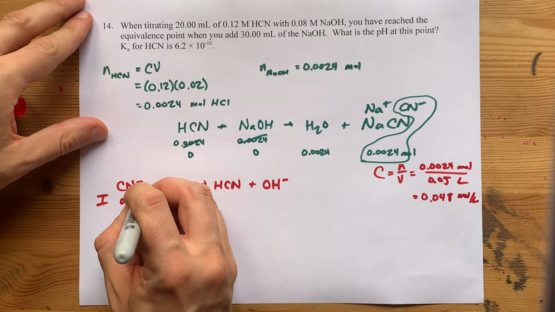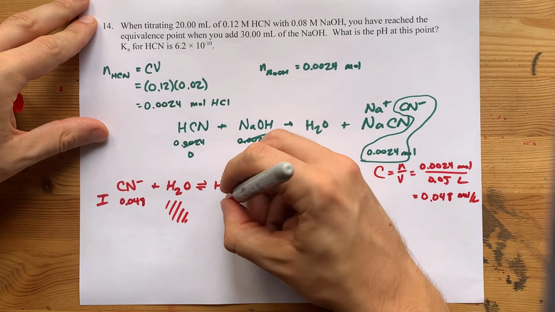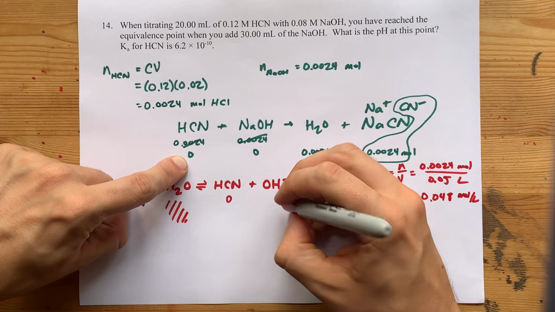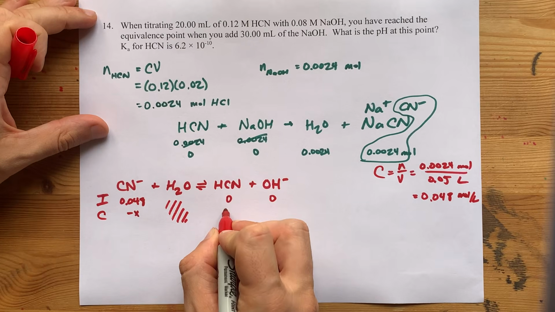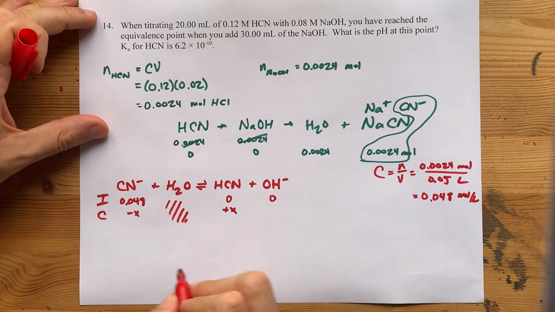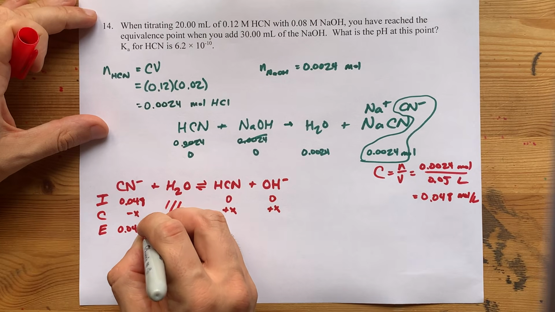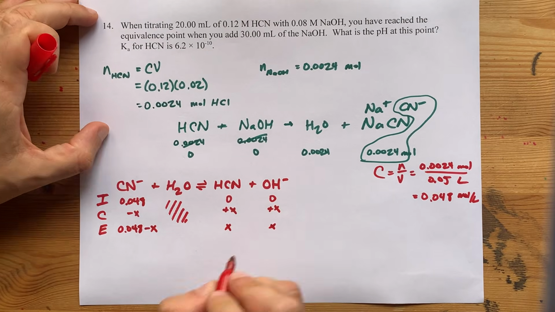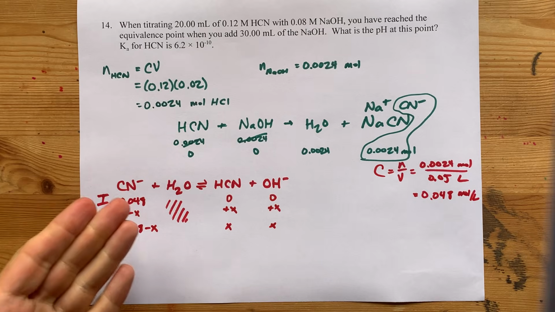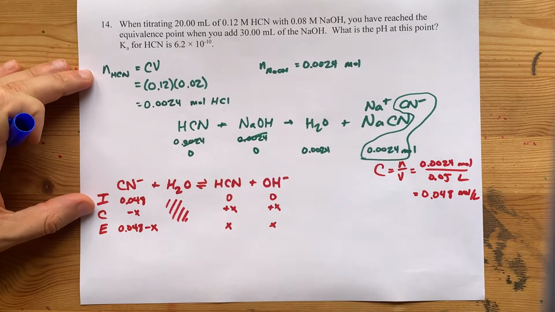We are starting with that concentration of CN-. No one cares about the water. We're not starting with any HCN because we used it all up, and we're not starting with any OH- either. But we're going to lose some CN- to make HCN and OH-. And at equilibrium, we have 0.048 minus X moles per liter of the conjugate base, X of the weak acid, and X of OH-. Oh, there's a throwback to questions 2 to 5. No wonder we do titrations at the end of the unit, am I right?